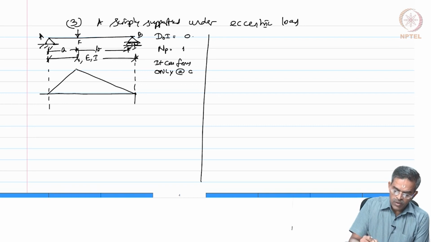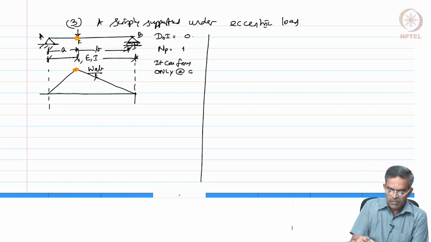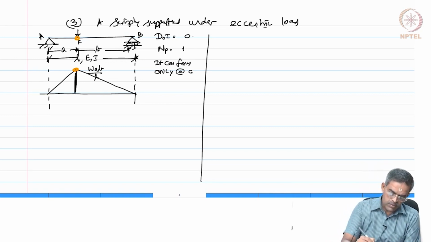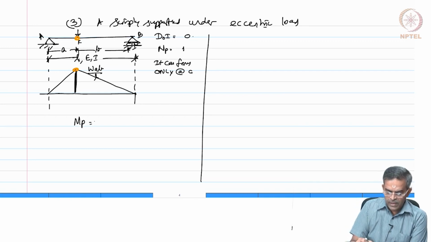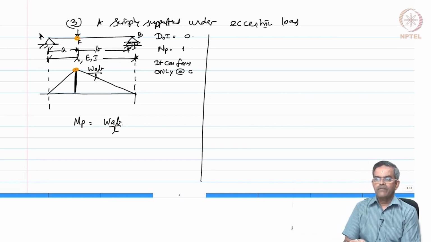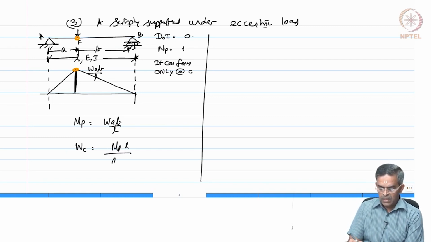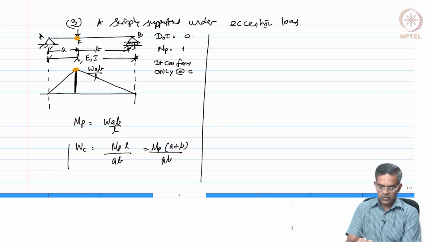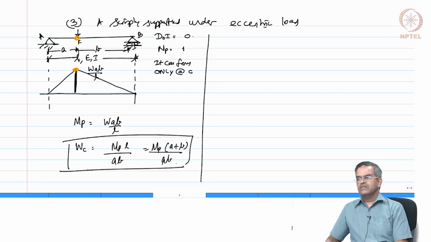So, the hinge can form only at one point, that is here, and we all know that value will be W A B by L. I think we know how to compute this, is it not? So, this is the point where the hinge is formed. Therefore, I can say MP is W A B by L. Therefore, WC, the collapse load, will be MP into L by AB, which will be MP into A plus B by AB. So, that is my collapse load, no iteration, straightforward solution.